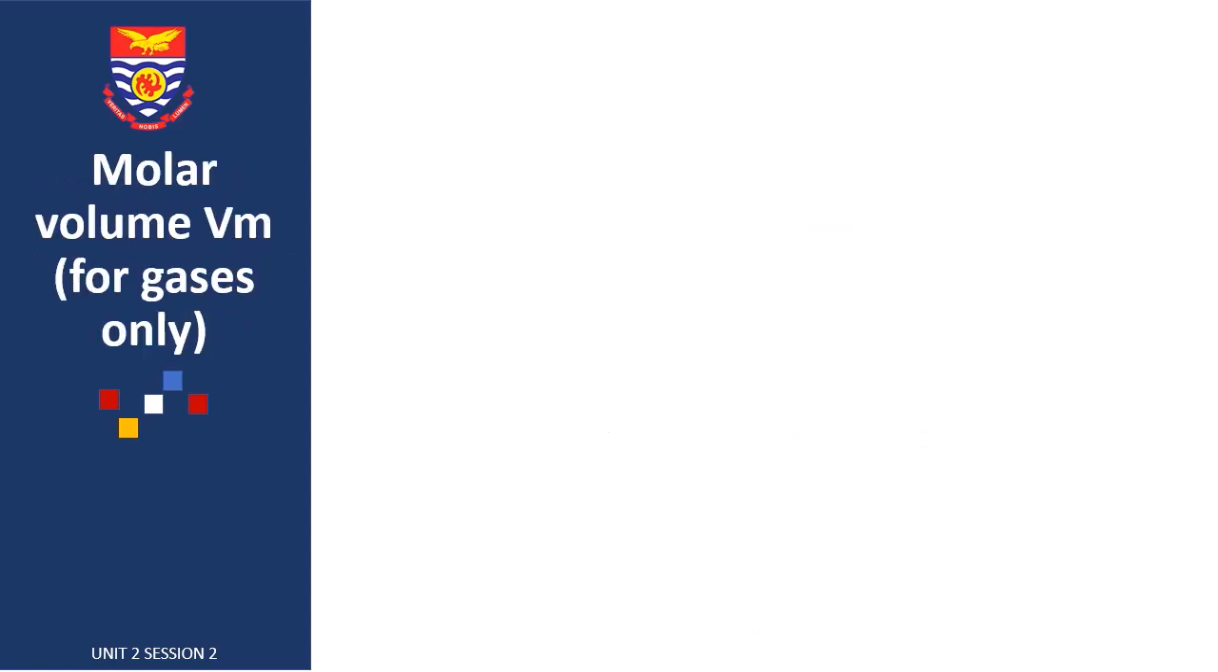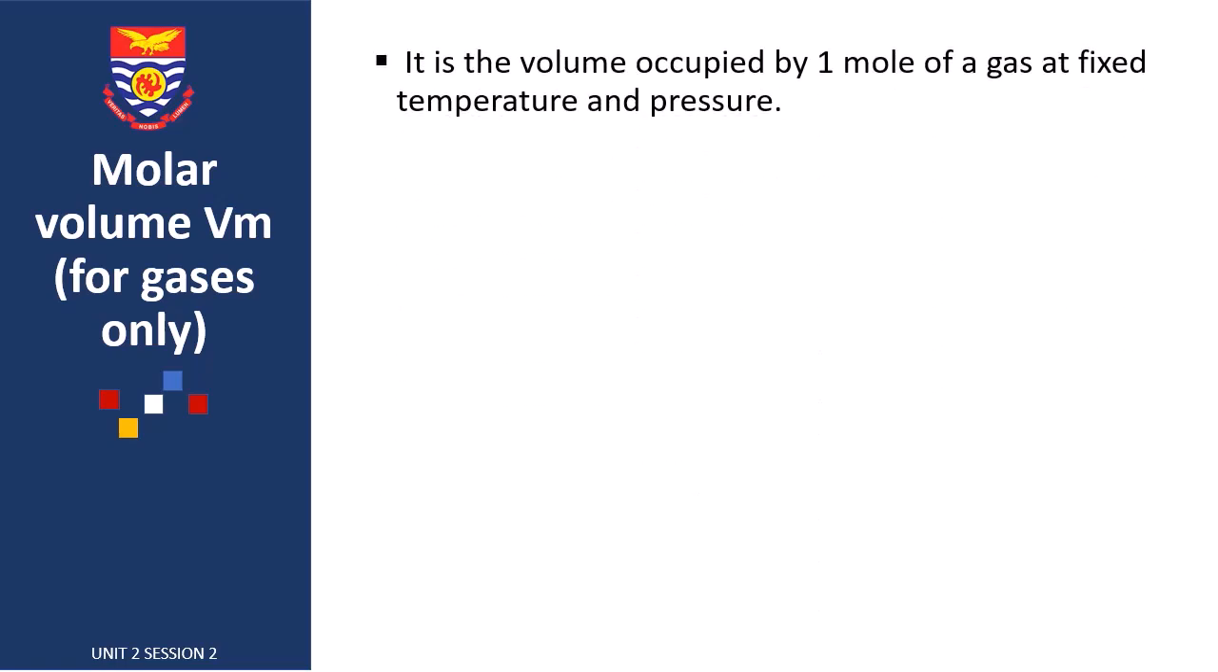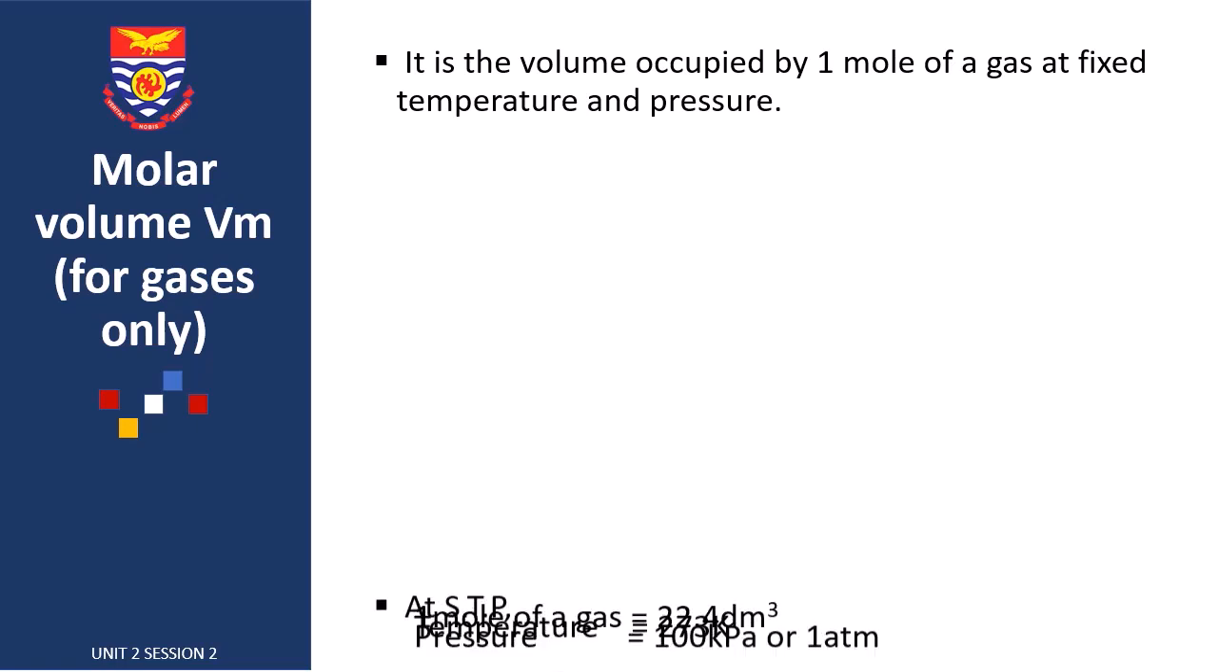The next is molar volume, and it's usually for gases. We define this as the volume occupied by 1 mole of a gas at fixed temperature and pressure. So the space that 6.022 by 10 to the power 23, that's Avogadro's number of a gas, would occupy at fixed temperature and pressure. Remember, we need these parameters to be fixed.